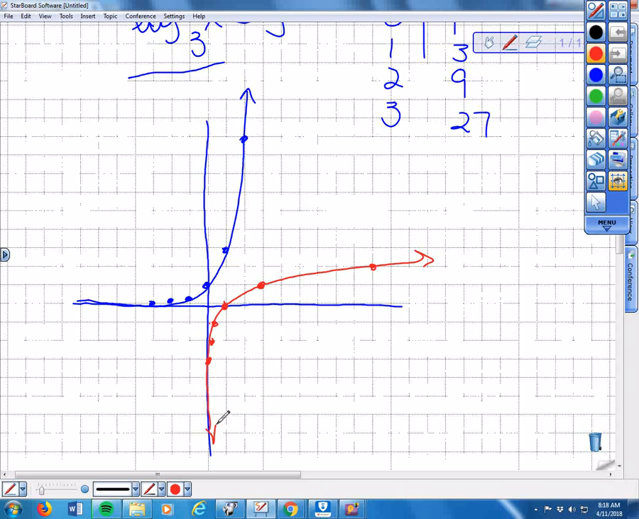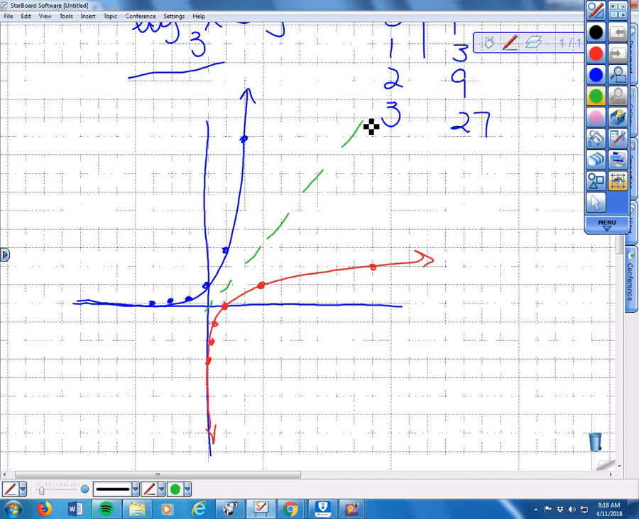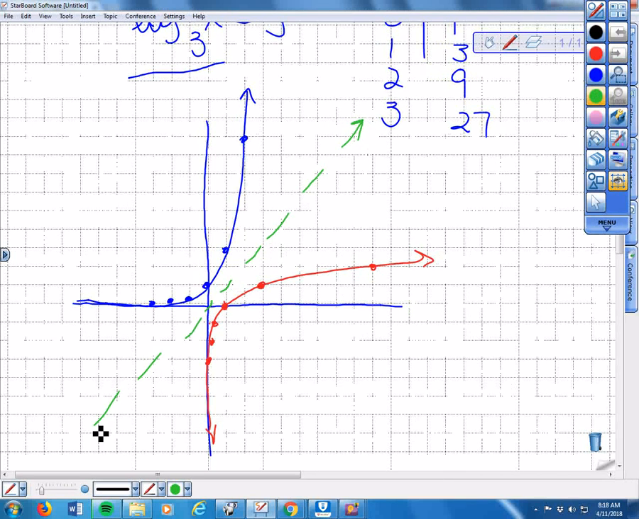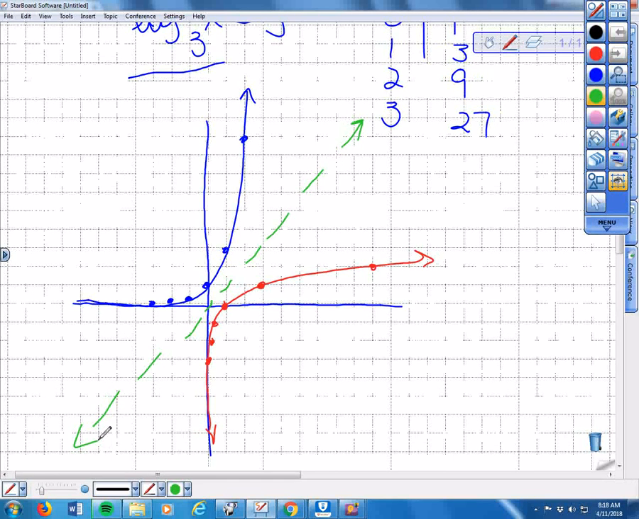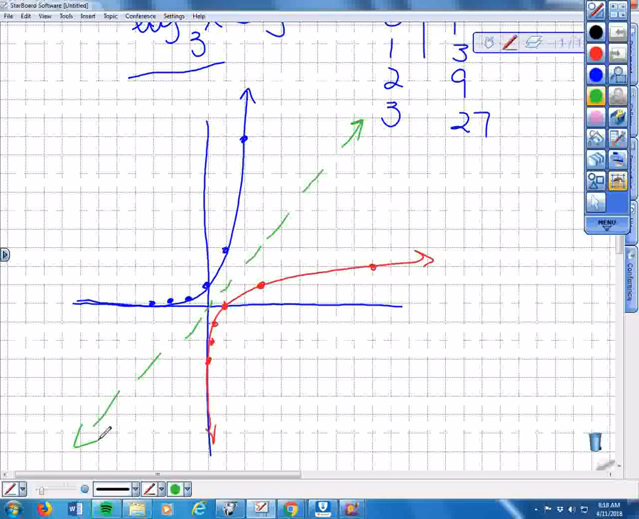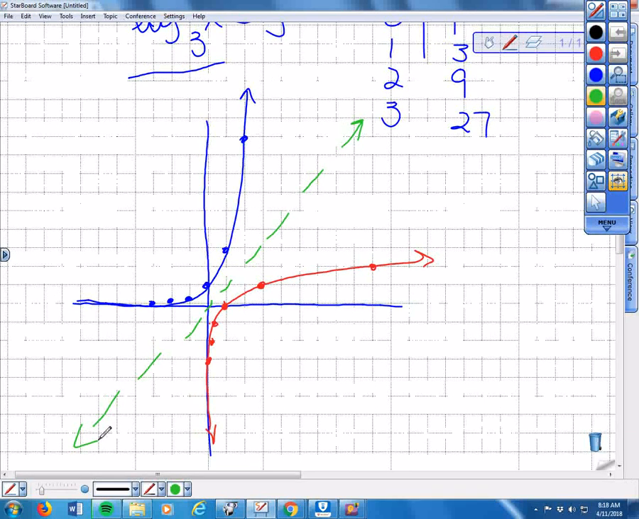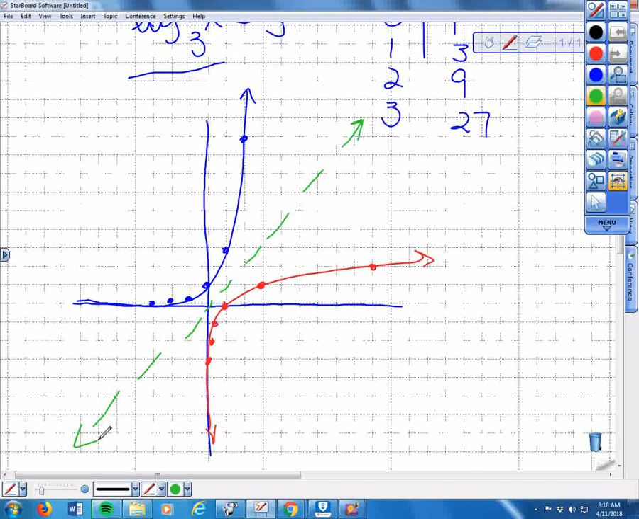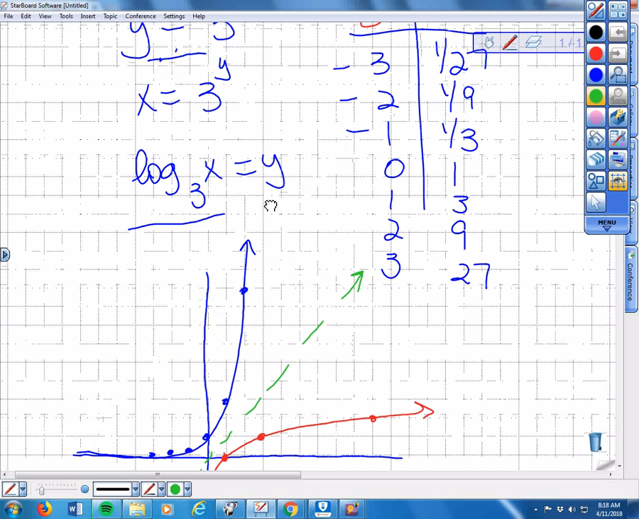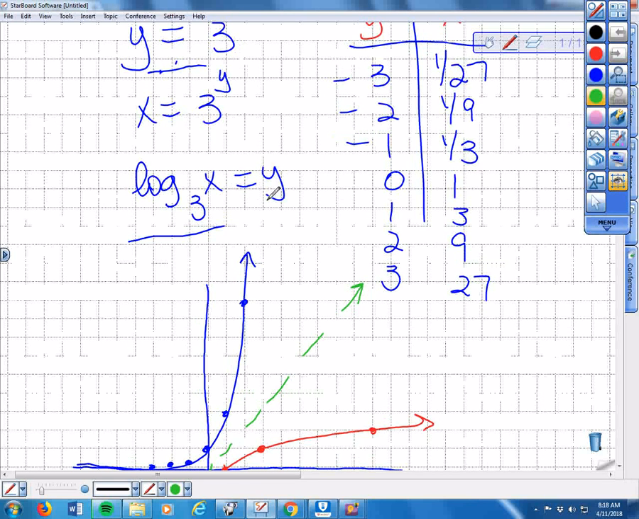And notice, if I were to draw in the line y equals x, that's the line that those two functions are symmetric about, which is the definition of an inverse. Okay? So this is just your general logarithmic function. This is a base 3 function. A base 2, all these numbers then would be 1/8, 1/4, 1/2, 1, and so on. Okay?